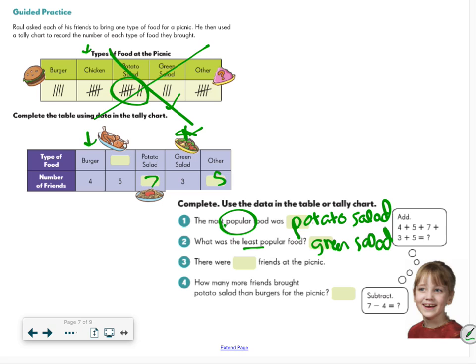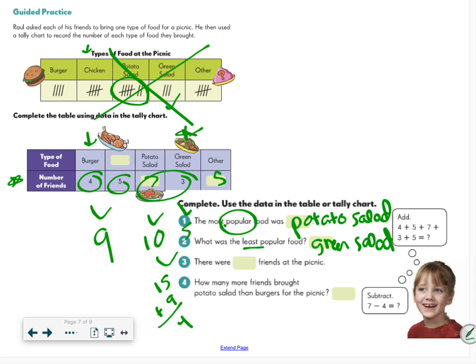Green salad. There were how many friends at the picnic? Well, look at number of friends, and there is a 4, a 5, that's 9, 7 and 3, that's 10, plus a 5, that's 15, and 15 plus 9, 24. So there are 24 friends at this picnic, okay?